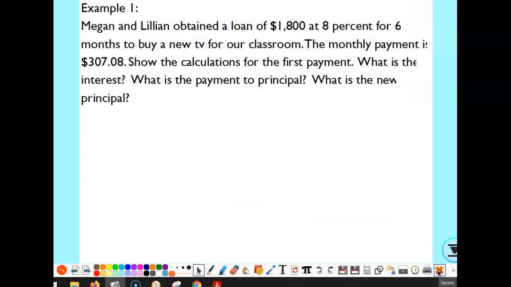All right, so Megan and Lillian obtained a loan of $1,800 at 8% for 6 months to buy a new TV for our classroom. The monthly payment is $307.08. We want to show the calculations for the first payment. We want to figure out what amount is going to go to interest, what amount is going to go to the principal, and what the new balance is going to be. So the first thing that we're going to do is calculate the interest amount.